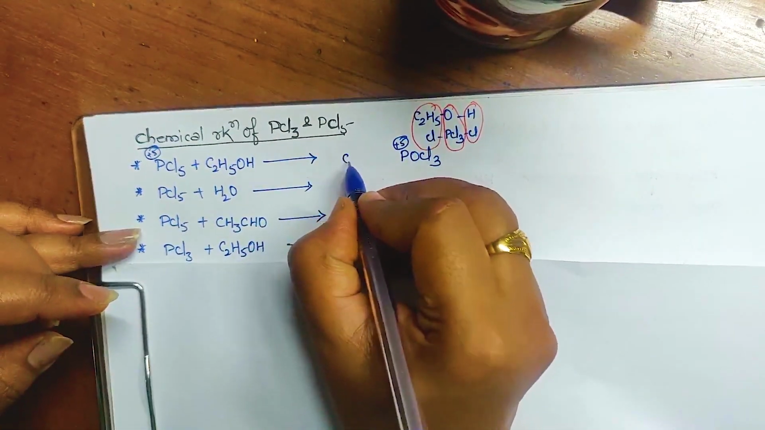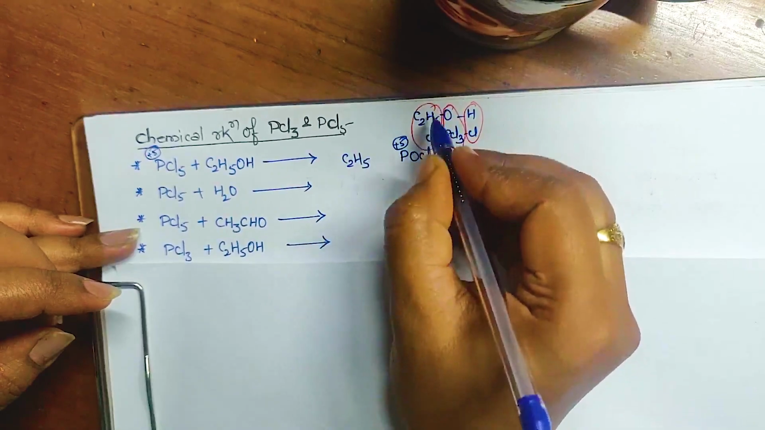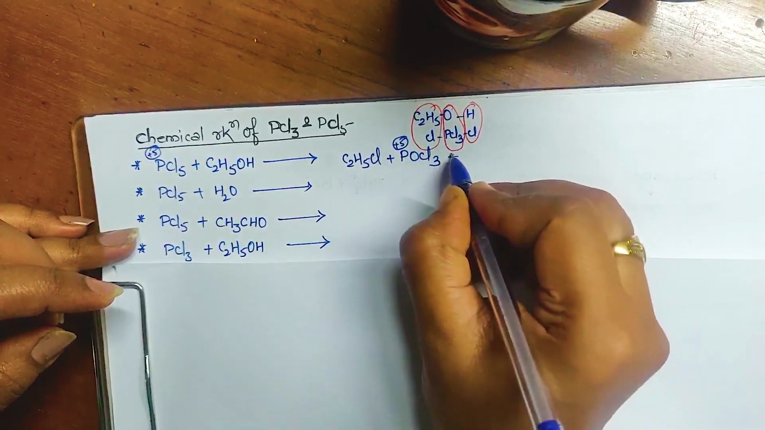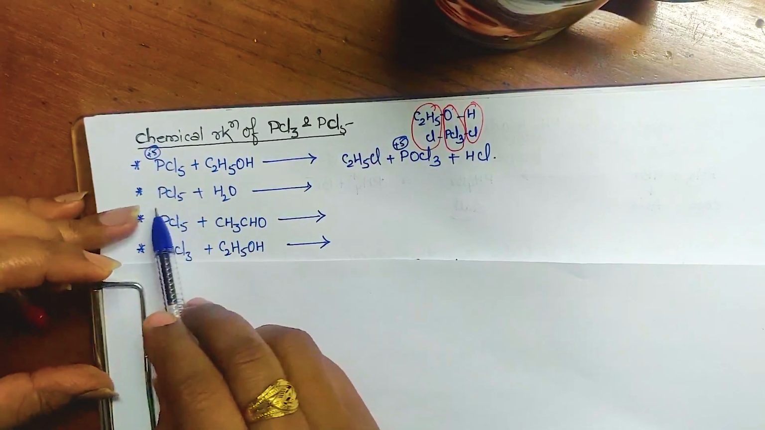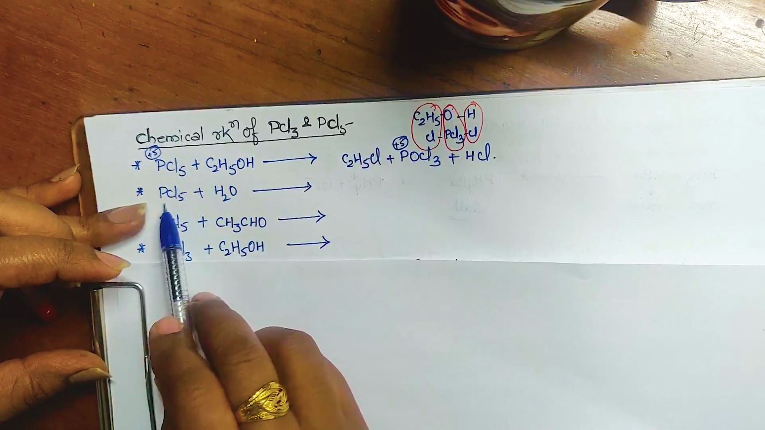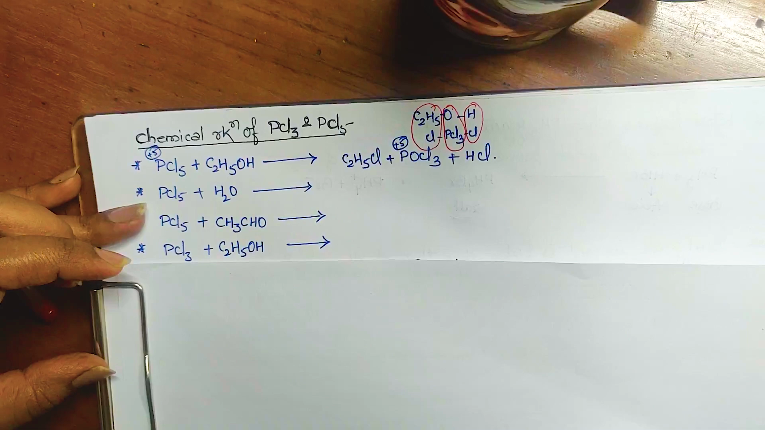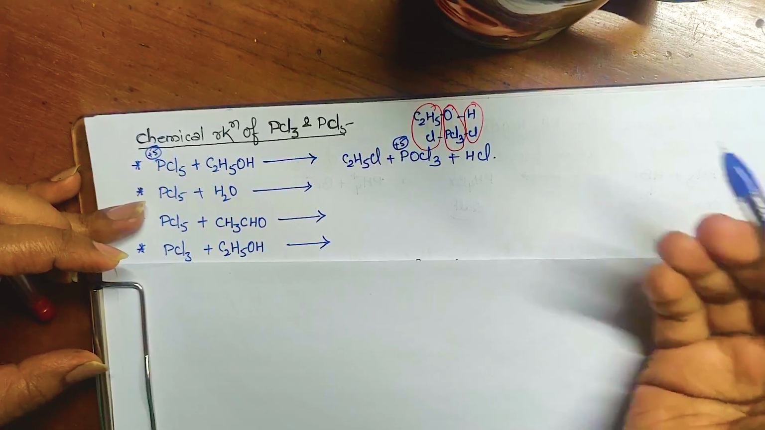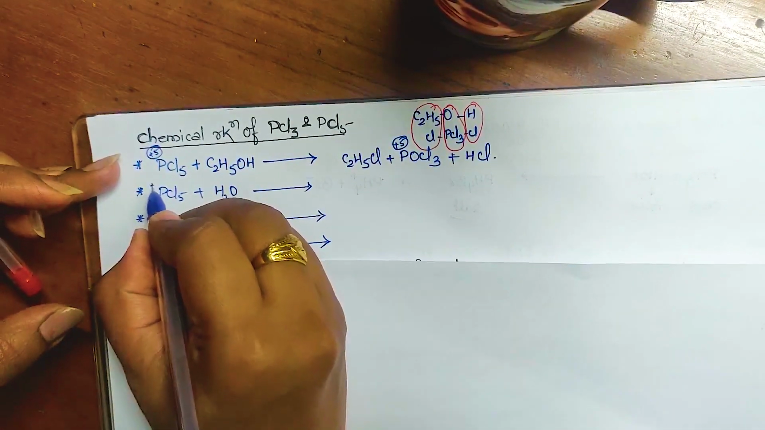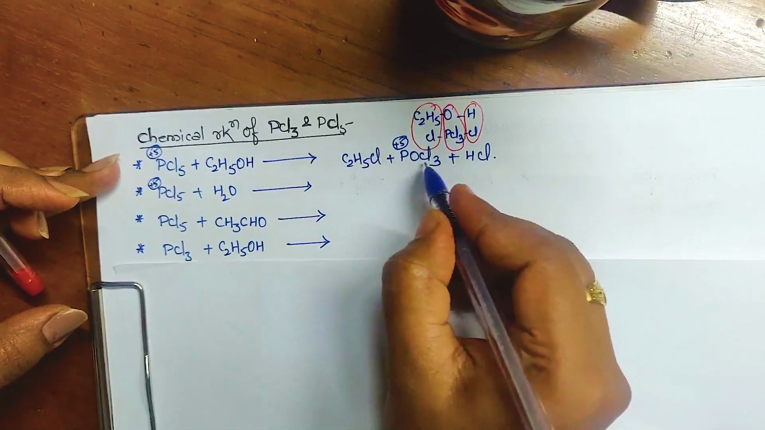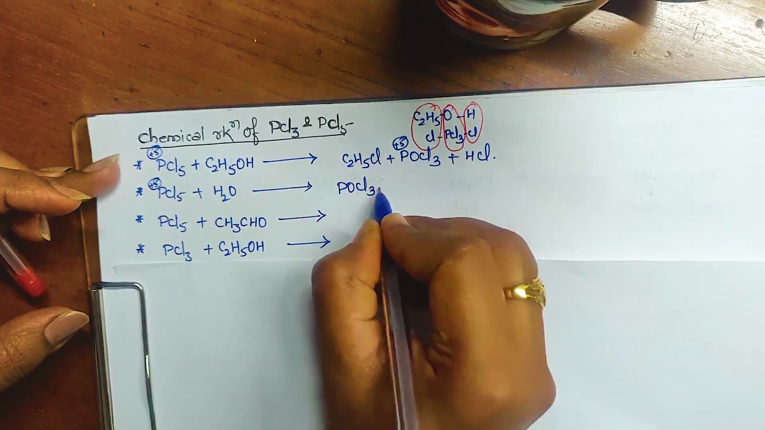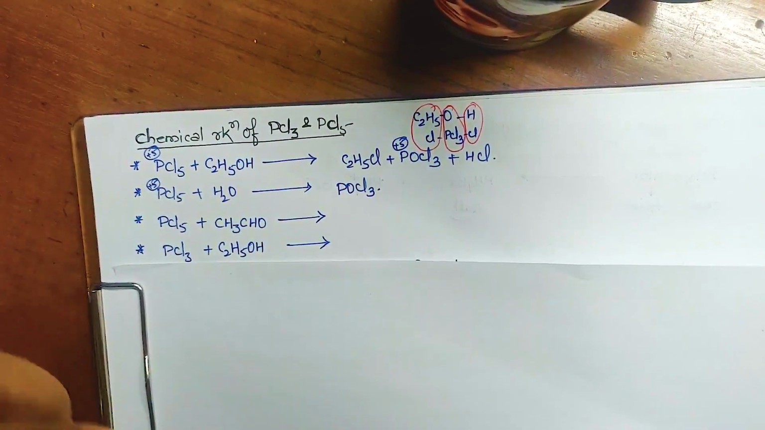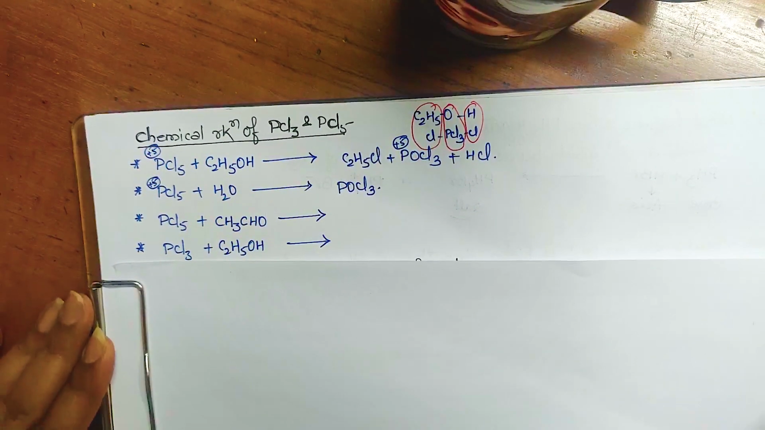What will be the next product? C2H5 we made Cl, and here it will be HCl. Got it? So now, tell me what will be this product. If PCl5 is going to react with H2O, what will be the product formed? Yes, because the oxidation number won't change. So what is the product? It will be POCl3.